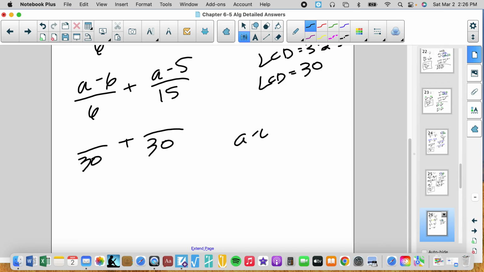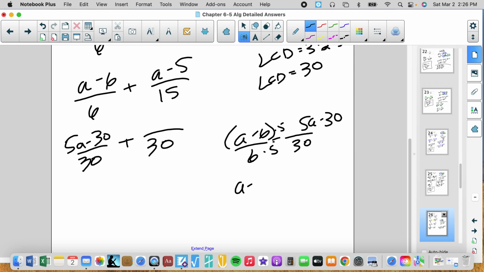Now, a minus 6 over 6 equals how many 30ths? Times 5. So that gives you 5a minus 30. And a minus 5 over 15, that's times 2. So that's 2a minus 10.